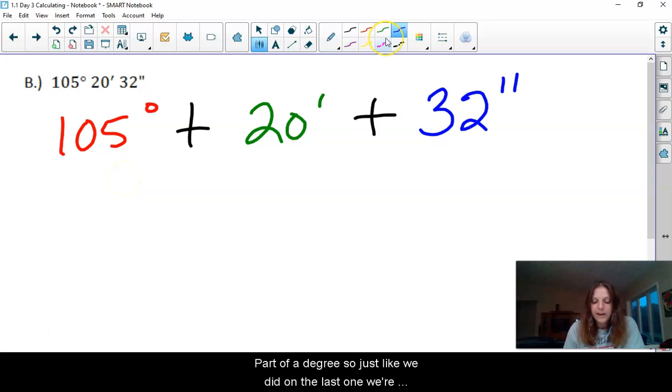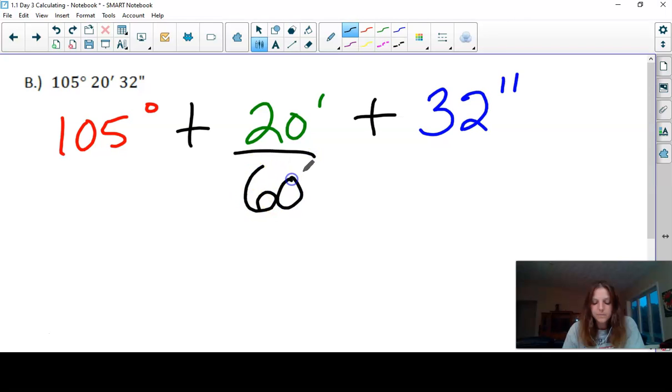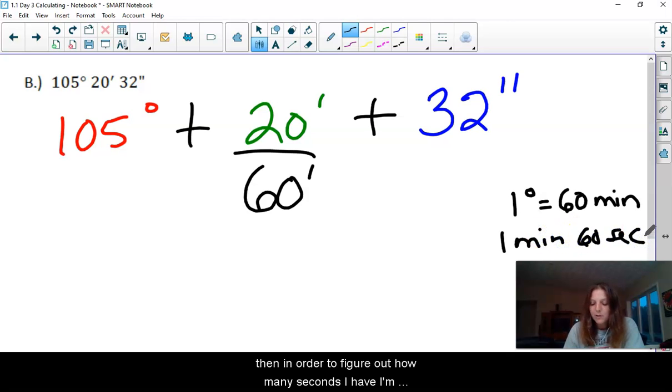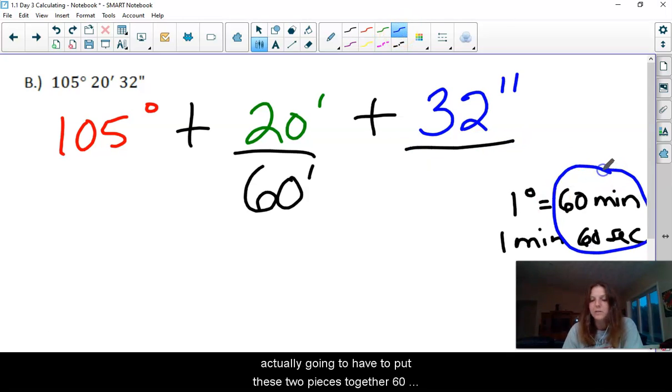So just like we did on the last one, we're remembering that 1 degree is 60 minutes. So I'm going to start by dividing by 60. So always divide your minutes by 60. Now your seconds are a little bit different. If there is 1 degree, which is equal to 60 minutes, and 1 minute equal to 60 seconds, then in order to figure out how many seconds I have, I'm actually going to have to put these two pieces together. 60 times 60. It's the number of seconds in a degree.